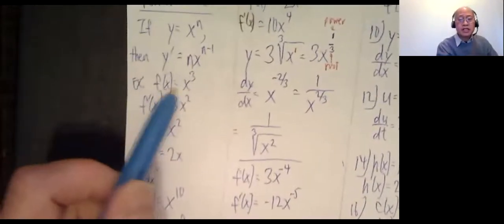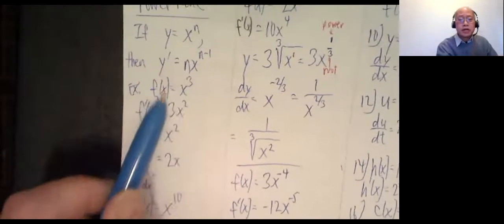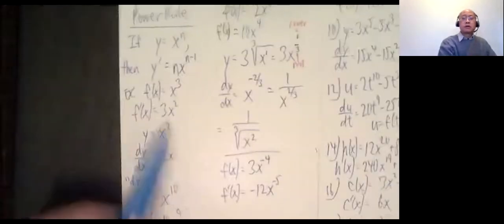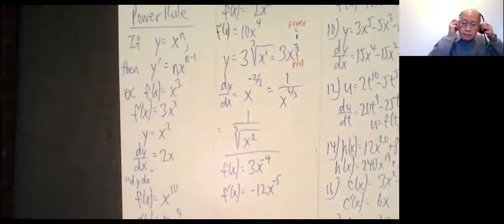Suppose f of x is x cubed. The derivative, f prime of x, 3 comes down, x squared. You subtract 1 from the exponent. So the derivative of x cubed just becomes 3x squared, like that.